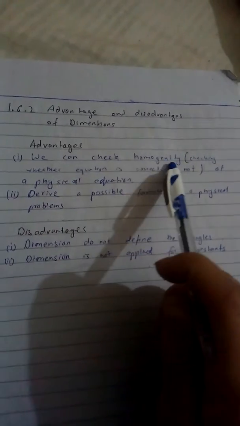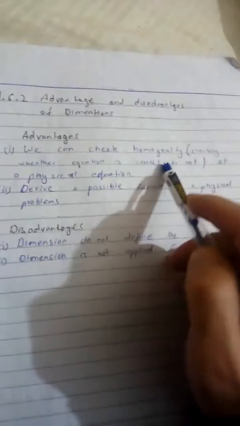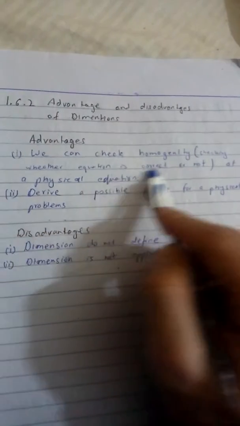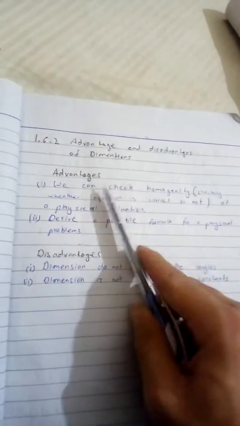We can check the homogeneity of a physical equation. What is homogeneity? It is checking whether the equation is correct or not. For example, if you want to prove any formula, like Einstein's equation E equals mc squared, you have to use dimensions to check homogeneity easily.